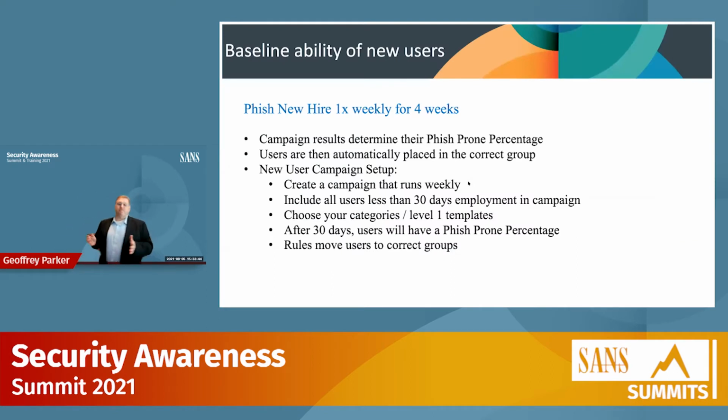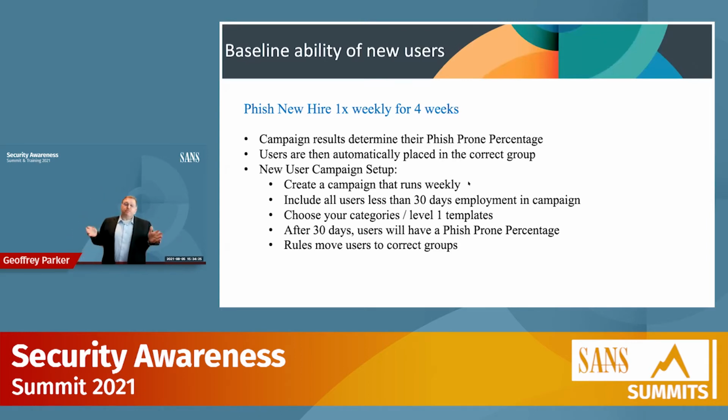Now, I told you we were going to baseline our new users, and here's how we go about and do it. When people come into the company or come back to the company, they may not have a phish prone percentage. Why? They have no history on the platform. You've never run a campaign against them. So what we do is set up a campaign that runs automatically for 4 weeks. And in those 4 weeks, we are going to phish our new users once a week. And we're going to use either level 1 or level 2 templates. Now, most systems will have a level of difficulty scale of 1 to 5. So that's what they've got for range.